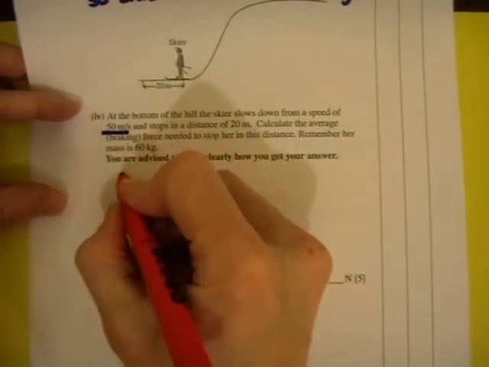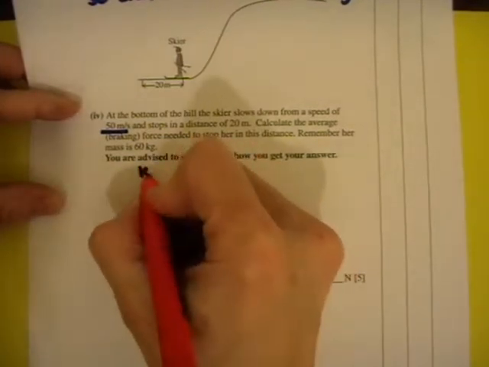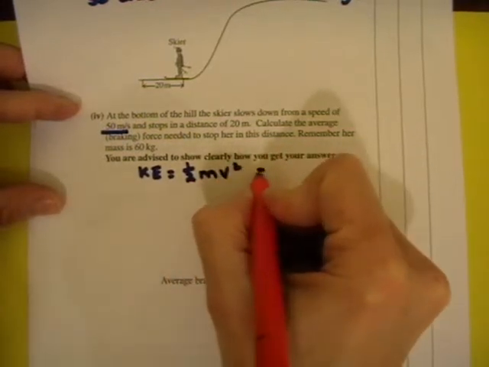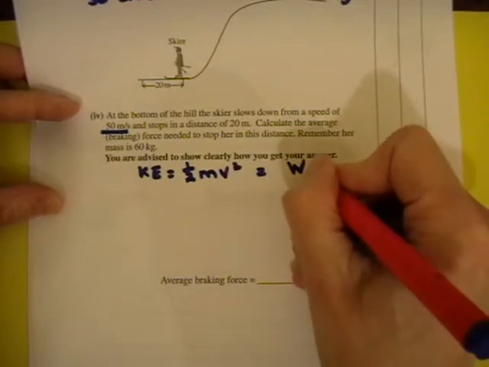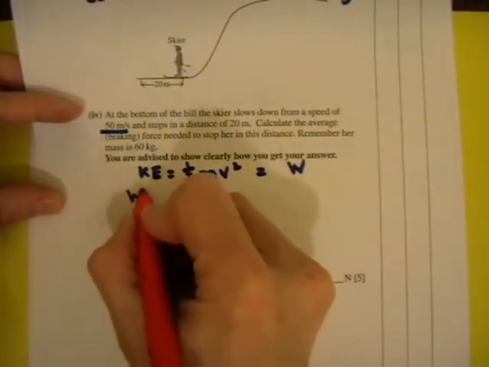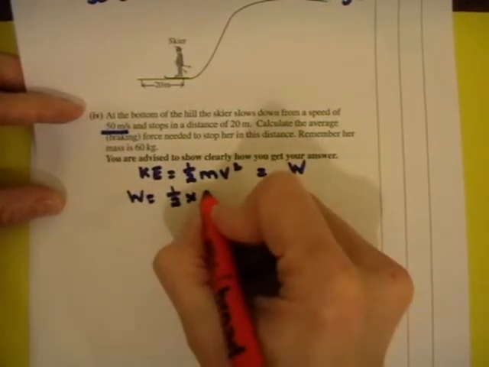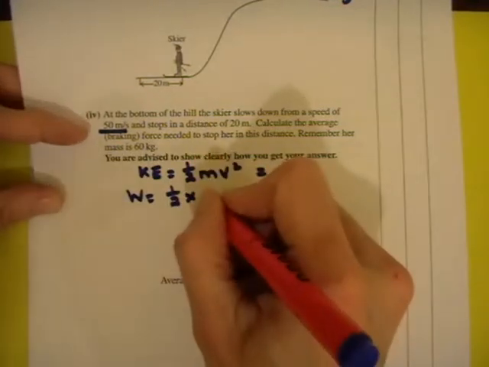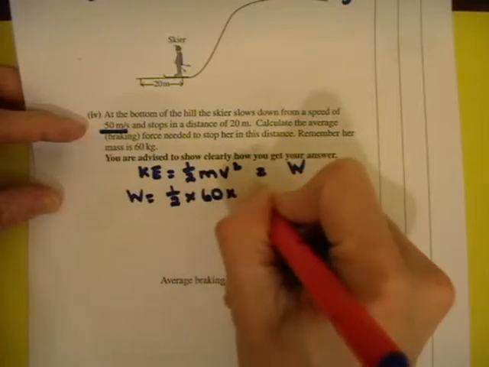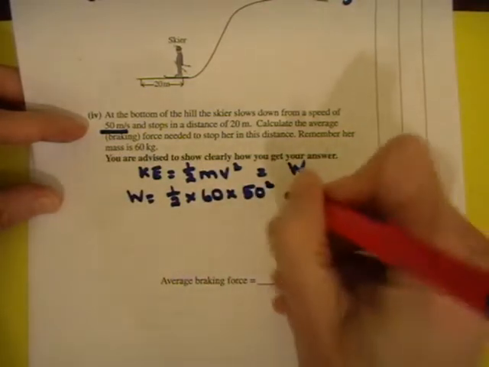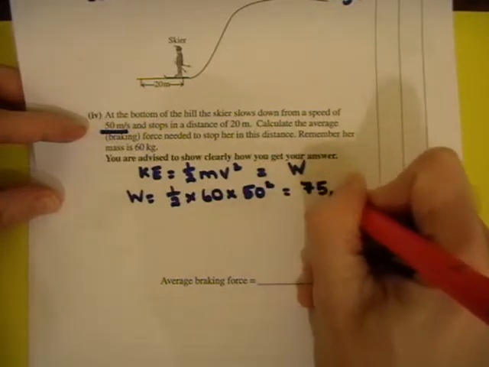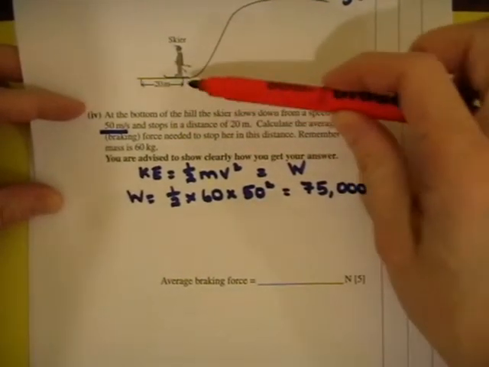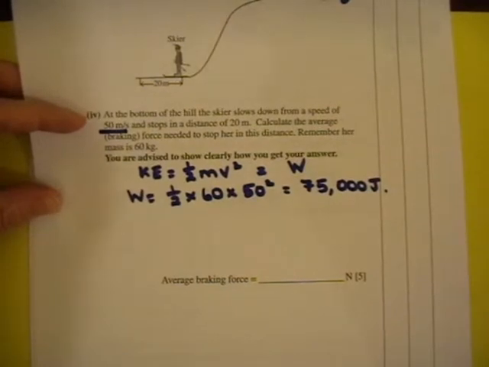So the initial energy that was available was the kinetic energy, equal to half mv squared. And that's going to be converted to the work done by the friction of the snow. So W equals a half, and we're going to multiply m, which is her mass, 60, times her velocity, which is 50 squared. So the work done there is 75,000 joules. And that's the work the snow has to do in stopping her, equal to the kinetic energy she has at the bottom.